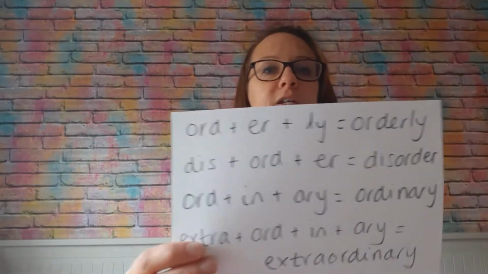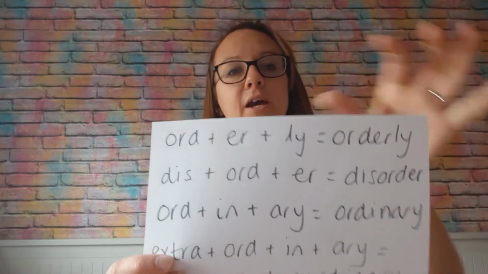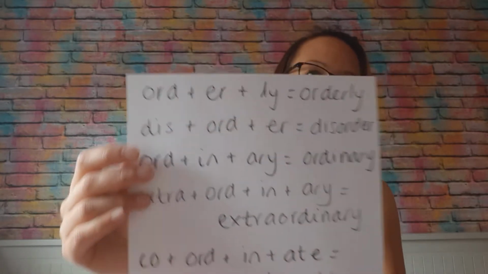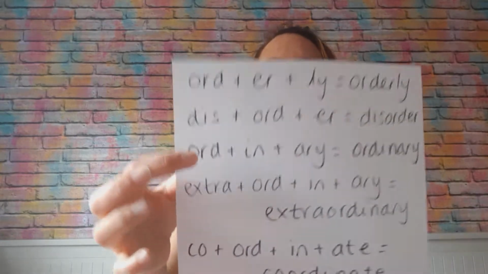So my first word that I've put here is orderly, and remember that ly suffix makes it an adverb describing the manner in which something is done. So you could say it was very orderly, meaning it was very in order. Okay, it was a very orderly line. They were all nice and neat and tidy.